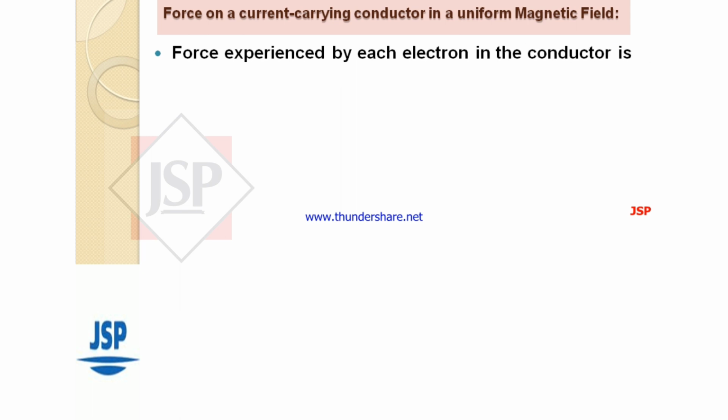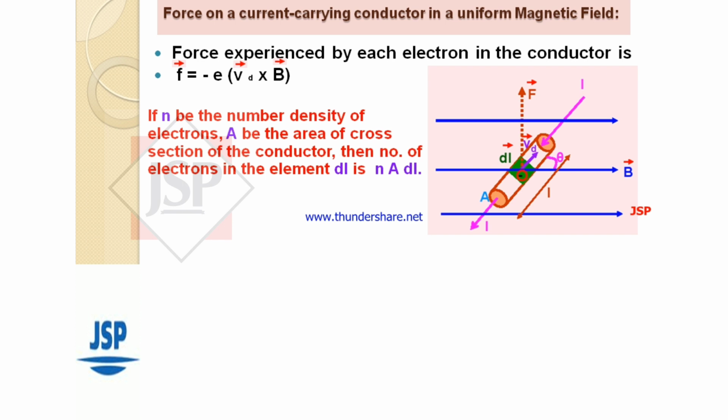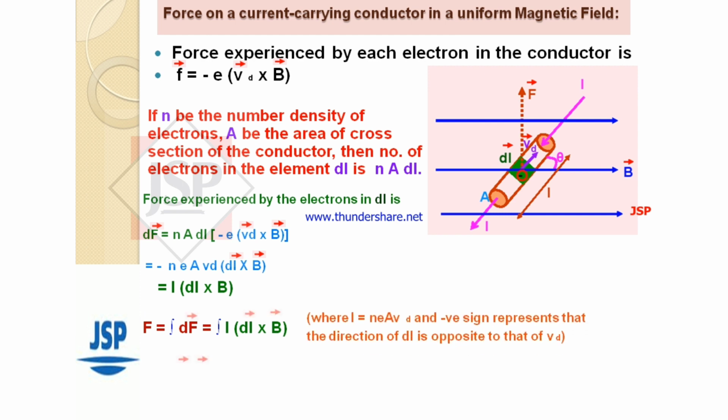Force on a current carrying conductor in a uniform magnetic field. Force experienced by each electron in the conductor is F vector equal to minus e(v_d vector cross B vector). If n be the number density of electrons and A be the area of cross section of the conductor, then the number of electrons in the element dl is nAdl.